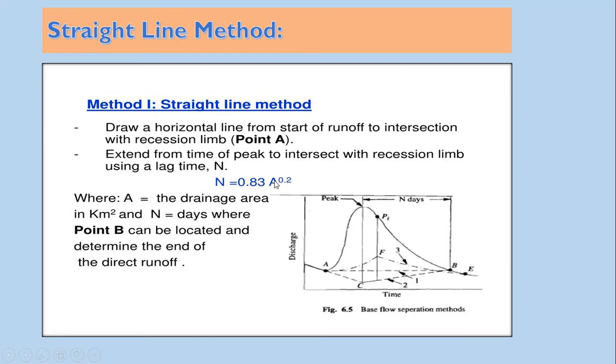Now with this relationship, point B can be located to determine the end of the direct runoff or surface runoff. Joining point A with point B, one can get the straight line, and the portion below this complete portion will give you base flow.